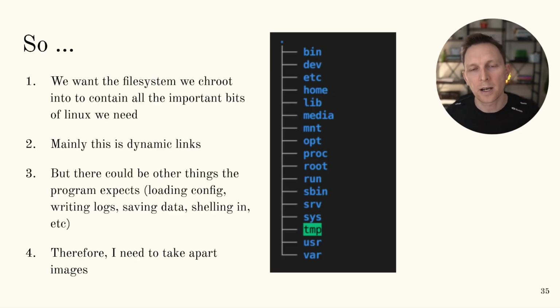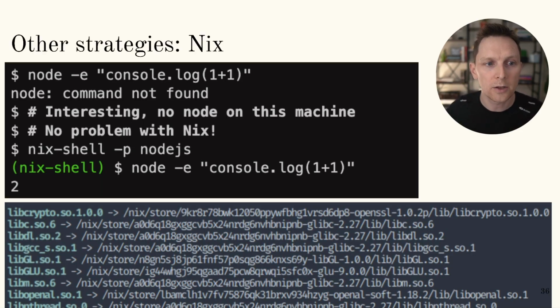I need a way to take apart images and create a new root if I want to have a Docker runtime. It should be noted though, right, that there are other strategies to this. You may be familiar with Nix, the package manager slash operating system slash whatever, right? And if you go to their homepage, you will see an example where they don't have Node installed, and then they do nix shell -p nodejs, and then all of a sudden they can run Node.